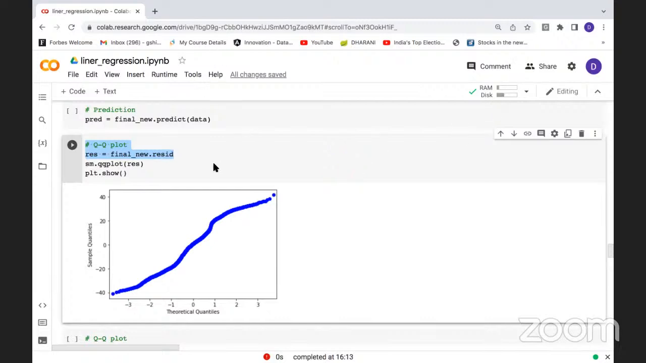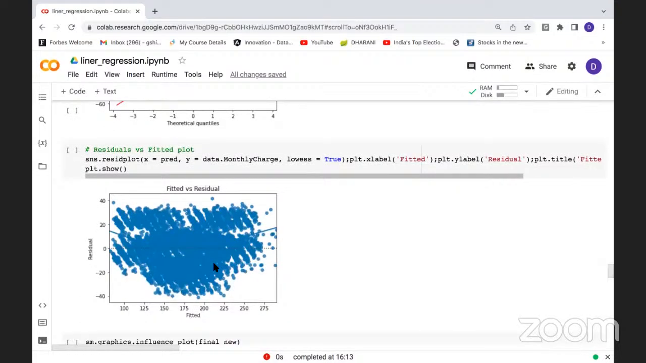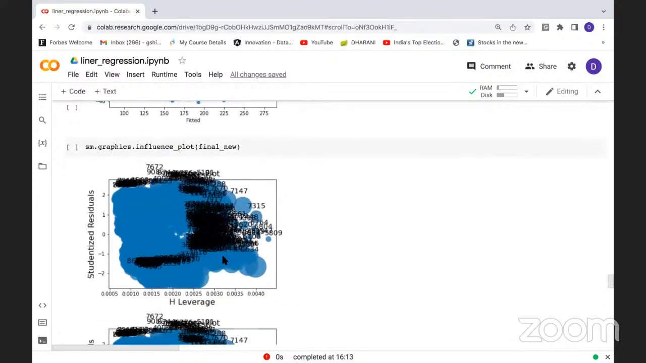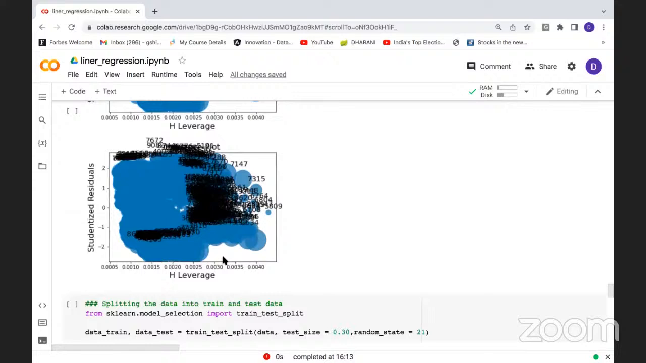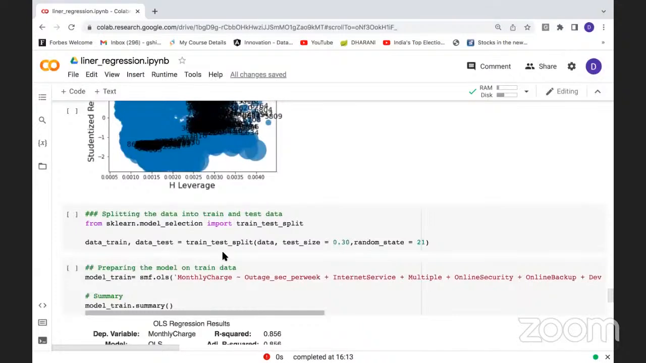So we are checking here with respect to errors. This is the line I'm talking about, and most of the data points are falling on the line here. So I can move forward, as I have checked whether my errors are normally distributed or not. But do you find any dependency between the errors? And you have to check whether there are any influential plots here. Influential, this one. So I feel that this is a good model and I will split my data.